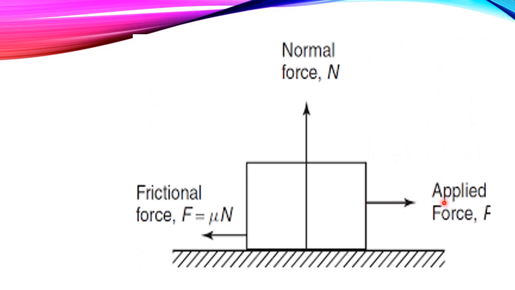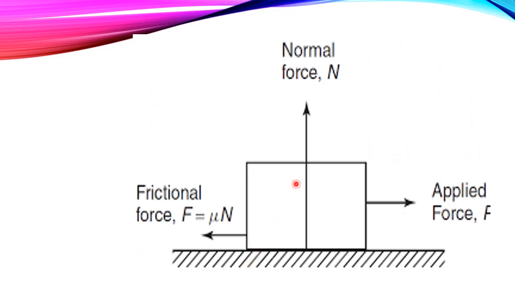When a force is given to this object, friction acts in the opposite direction between these two surfaces. This is the applied force, so this object will tend to move in this direction. But this frictional force will oppose the movement of this object. So the frictional force will act in the opposite direction between the surfaces of this object and this floor.